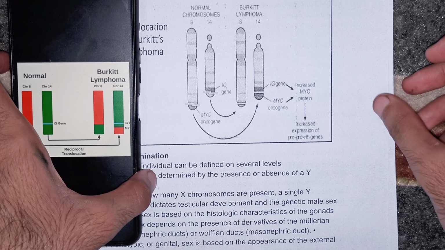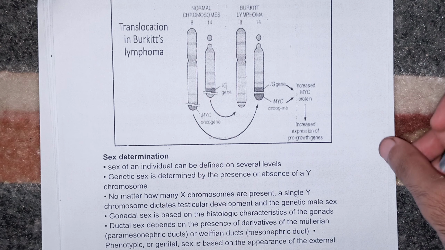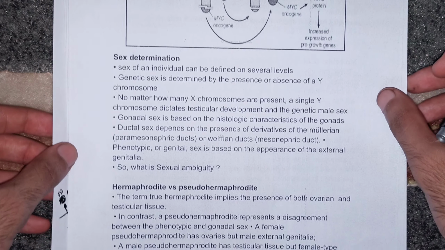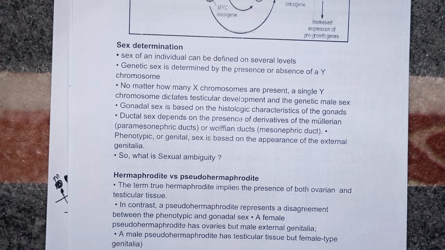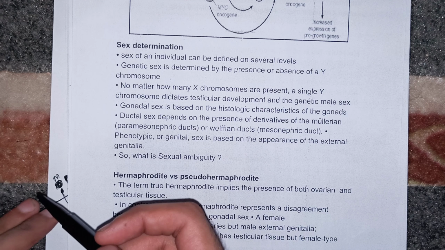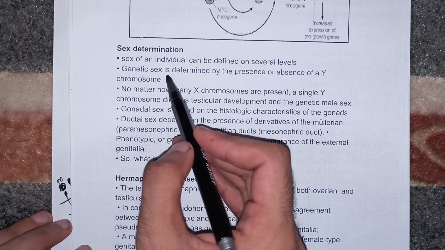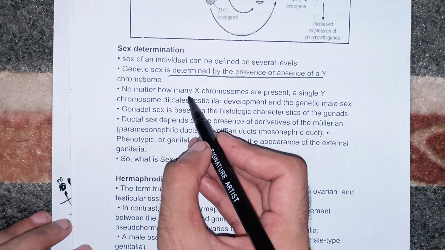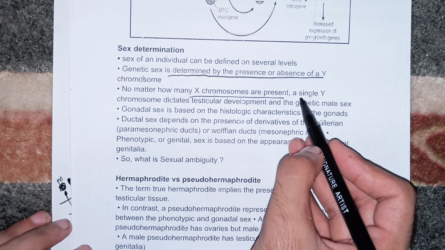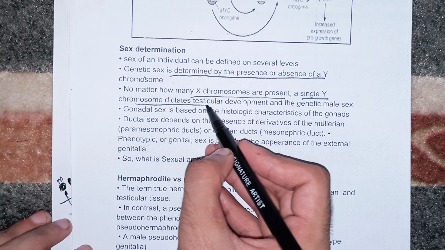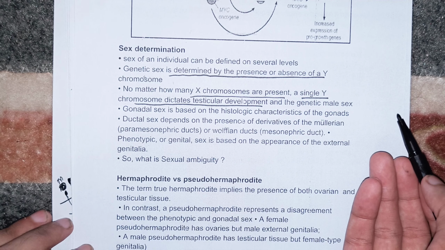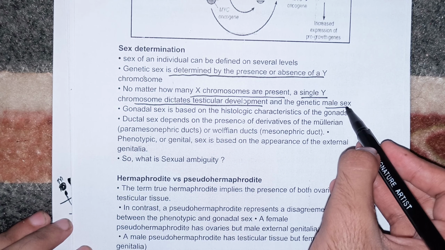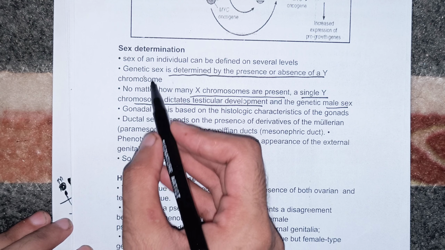Okay, a few last terms, beta, a few words in the end of this lecture. That is the sex determination and the hermaphrodite and the concept of the pseudo hermaphrodite. Sex determination has different ways, beta. Genetic sex is determined by the presence or absence of a Y chromosome. No matter how many X chromosomes are present, a single Y chromosome dictates testicular development, leading to the male sex, and this is the genetic sex.